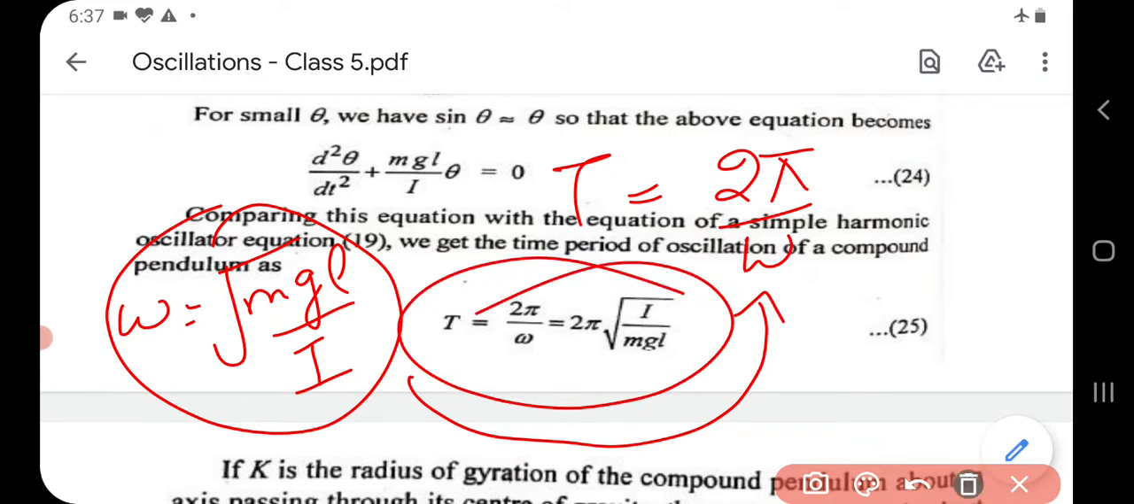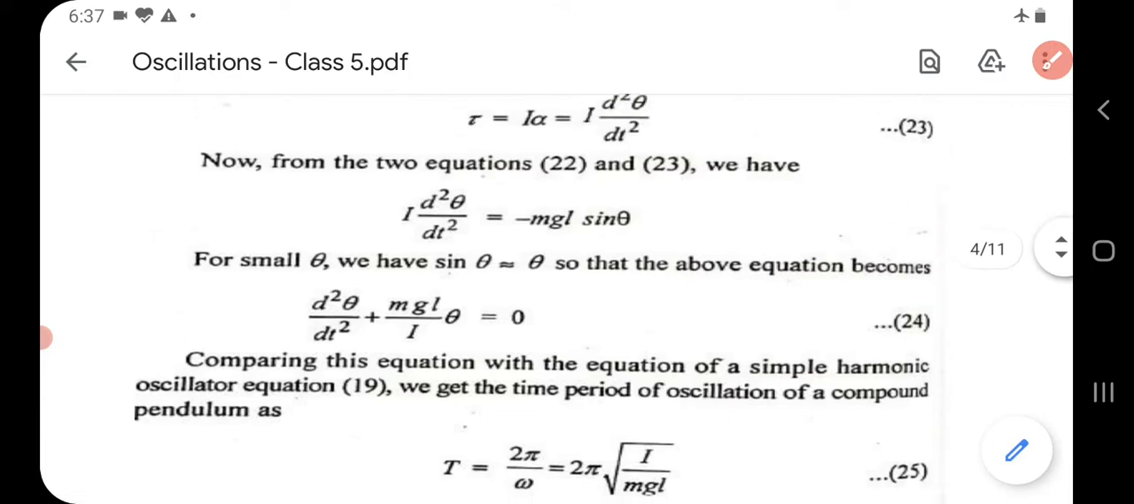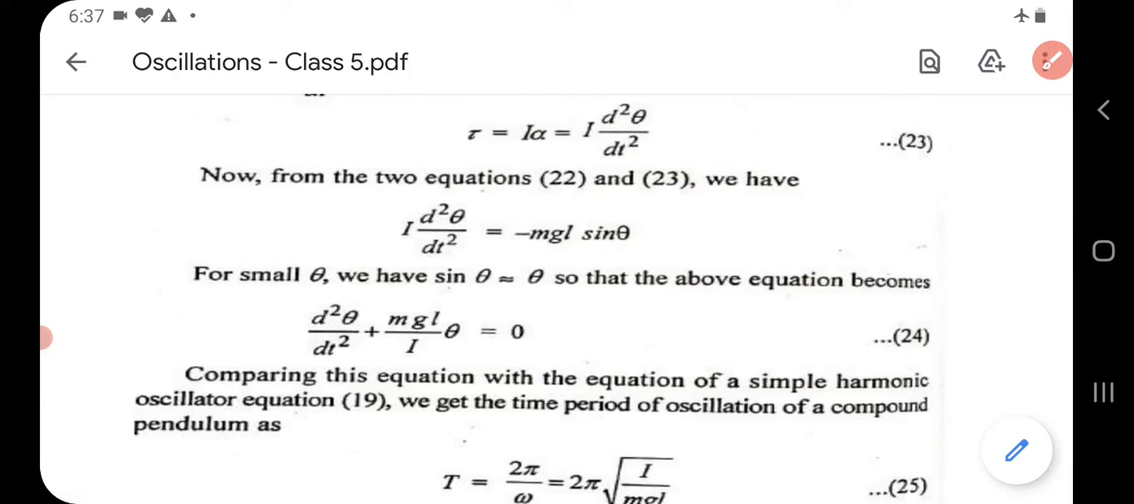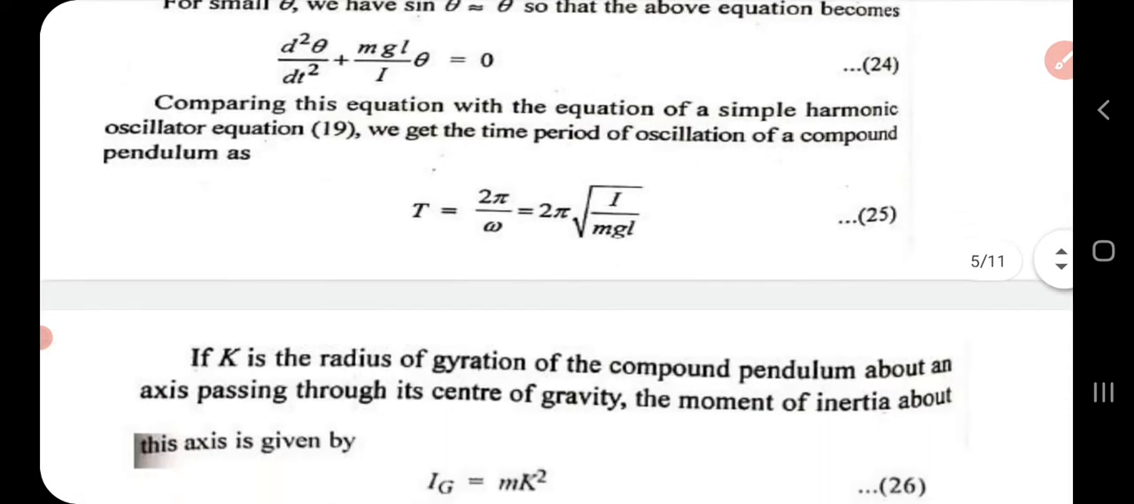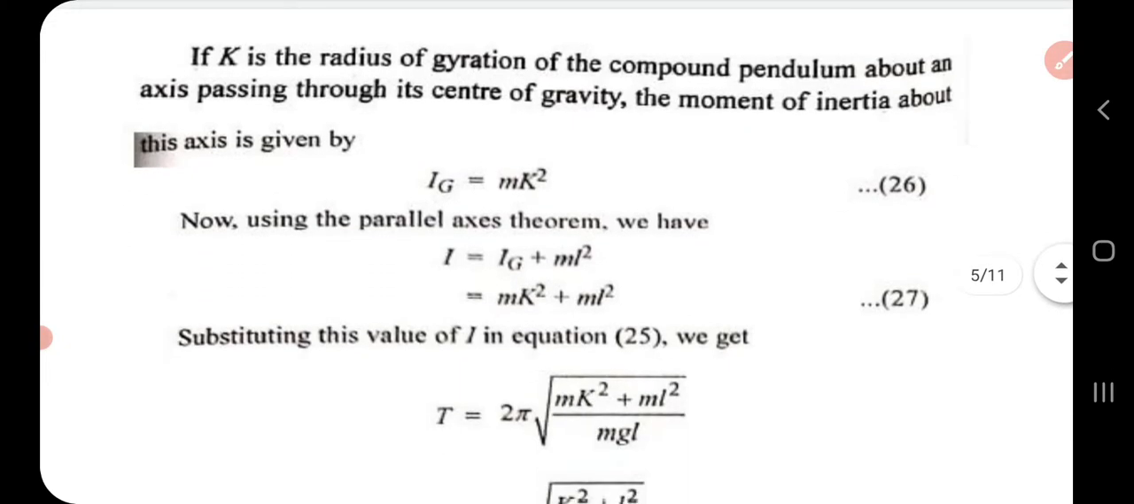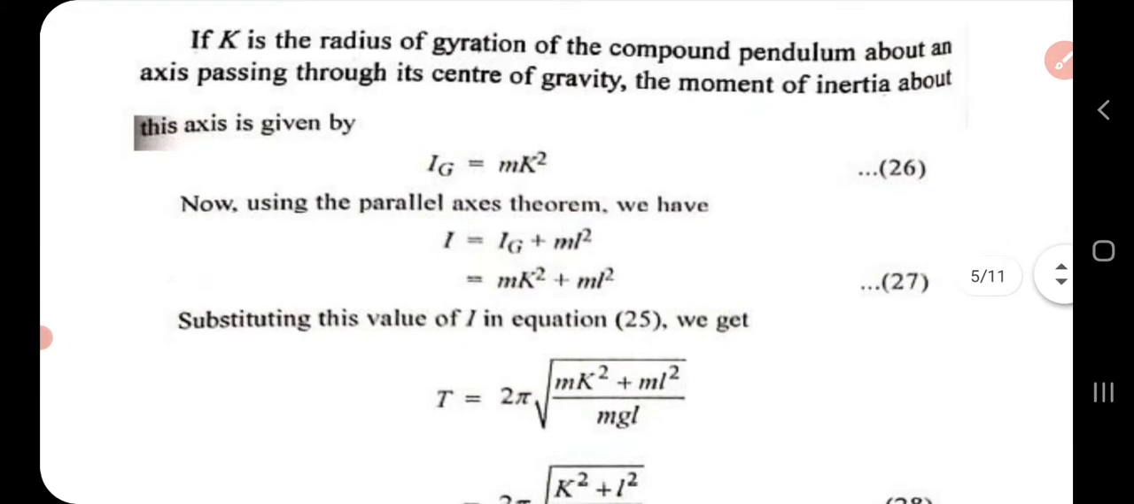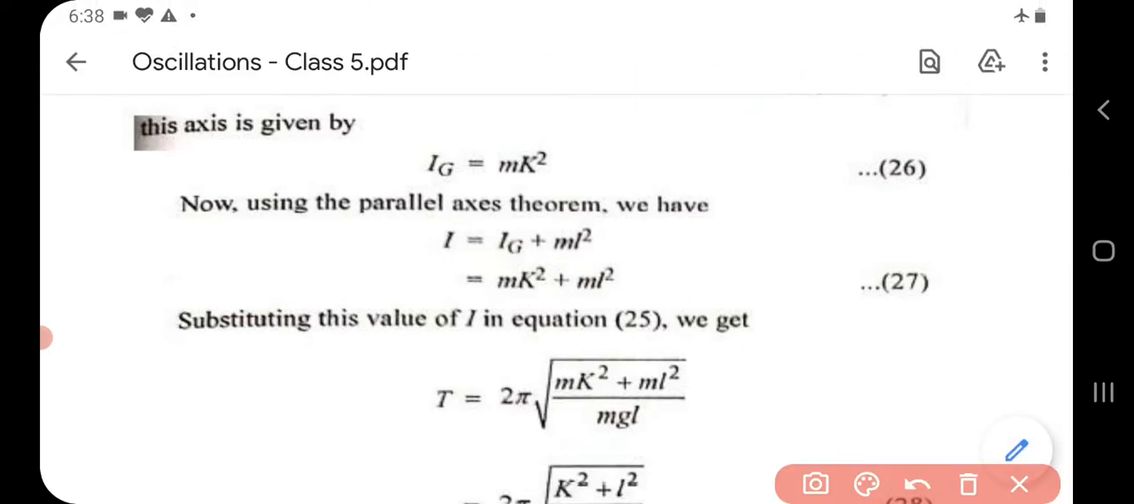Okay. So this slide is similar, the steps followed here are similar to what we have done for the simple pendulum. Now this is a new discussion. If k is the radius of gyration and I is the moment of inertia, then the relation between them is like this. This shows the moment of inertia about the center of gravity G, so it is written Ig equal to mk square. M is the mass of the pendulum, k is the radius of gyration.